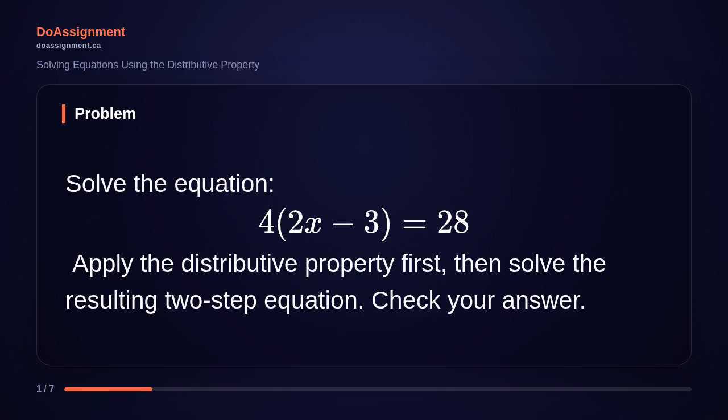Solve the equation. 4 times the quantity 2x minus 3 equals 28. Apply the distributive property first, then solve the resulting two-step equation. Check your answer. Now let us work through the solution step by step.